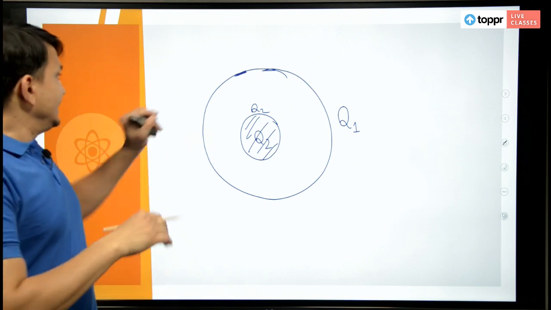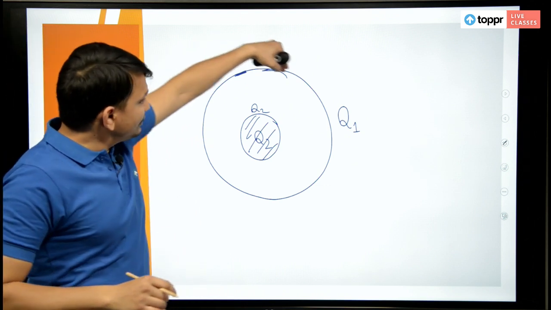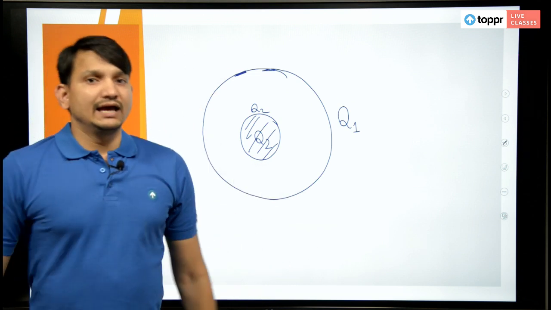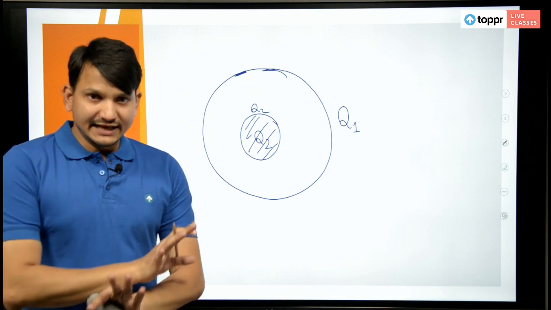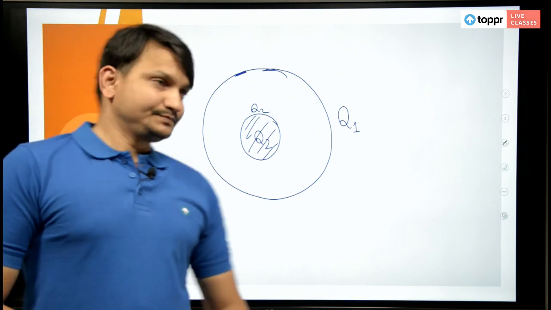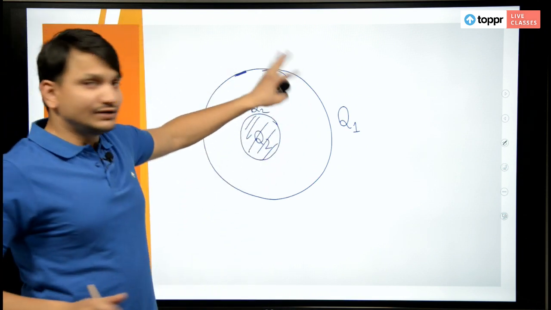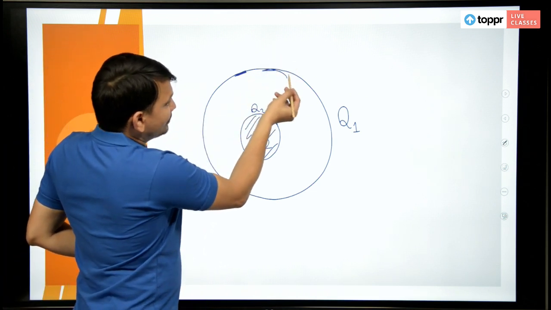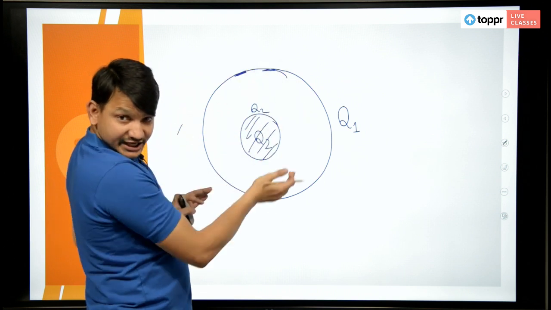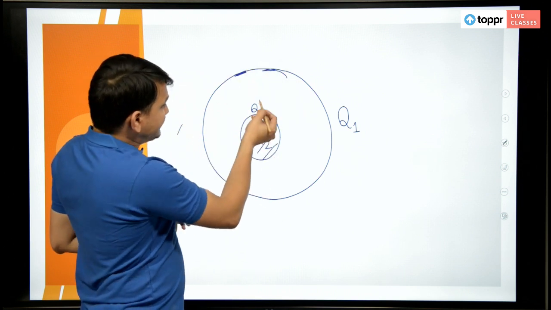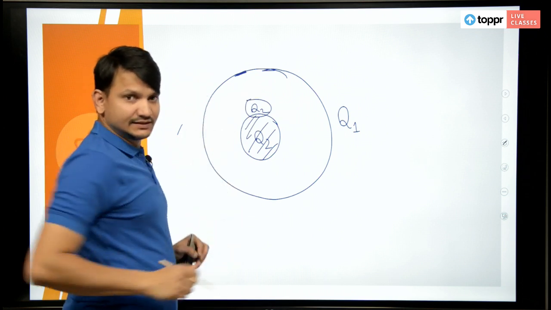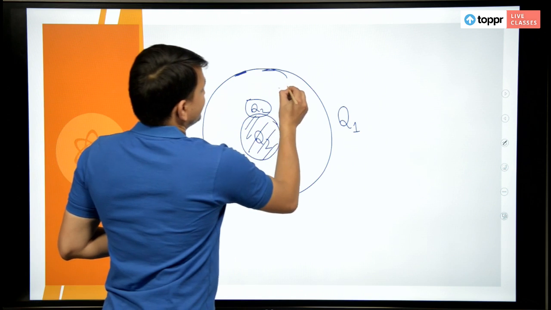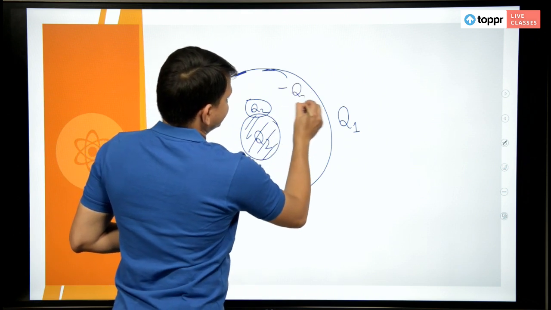That means for the Gaussian surface that is passing inside the shell, there is net charge equal to 0. If the net charge is equal to 0, that means the internal boundary of this outer shell is equal to the negative of this charge. If it is Q2, we would be having minus Q2 inside.